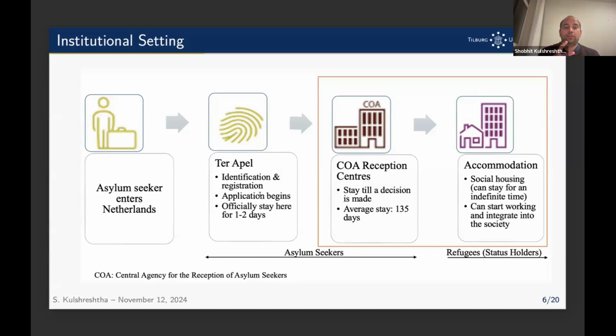So basically there are two random assignments, and I want to clearly point out that I'm focusing on the second random assignment, not the first one. Because till this point they are still asylum seekers, they're not refugees yet. Only the people who get the resident status are called refugees. And so I'm looking at this second random assignment.